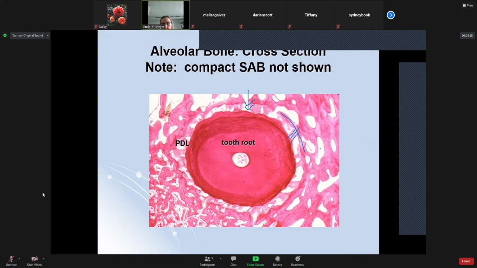Outside here, I then move away from that thin plate. Here's my spongy supporting alveolar bone, and then not shown would be the compact out here. So again, you can't get it wrong on the diagram or a microscopic slide. If you look for the tooth root first and the PDL, right next to the PDL and tooth root is going to be the tooth socket, the alveolar bone proper. And as you move away, spongy supporting alveolar bone, and then compact supporting alveolar bone.